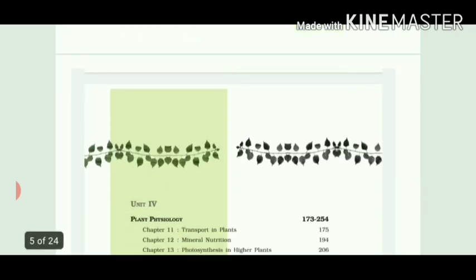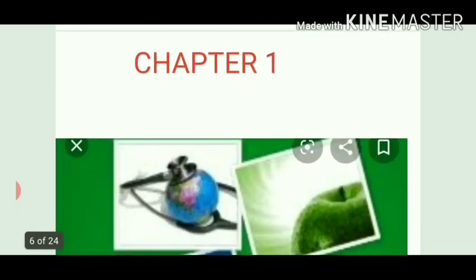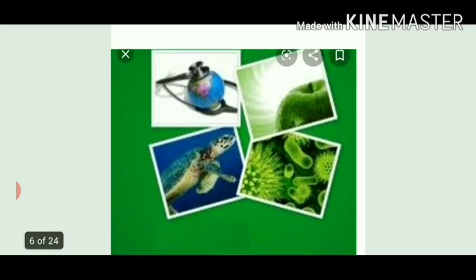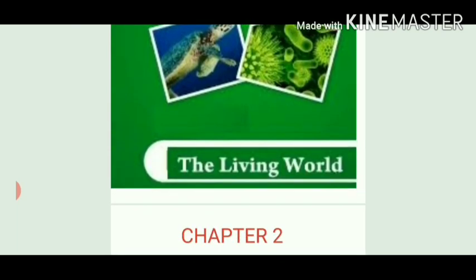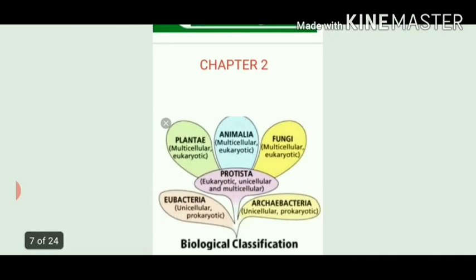Let's study them one by one. So first of all, chapter number 1, the living world, which talks about all the living organisms and how they are distributed in the world. Chapter number 2 talks about biological classification, where it deals with 5 major kingdoms by which all the living entities are classified. It starts with kingdom Monera, which is divided into, you can see, eubacteria and archaebacteria. Number two, kingdom Protista, number three fungi, number four plantae, and number 5 animalia.